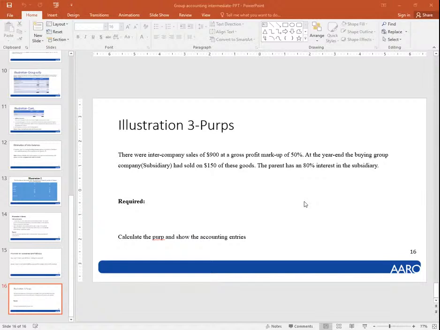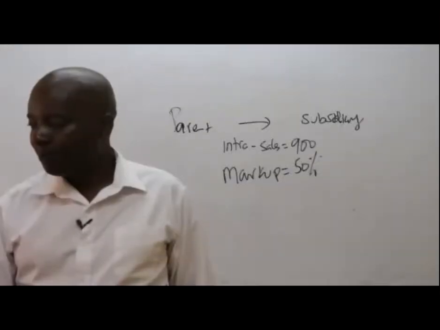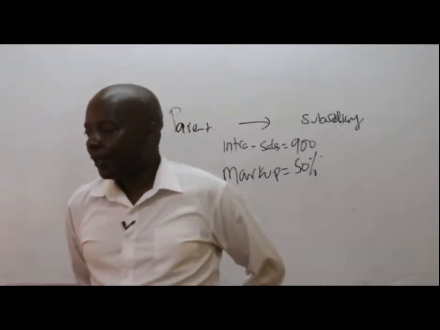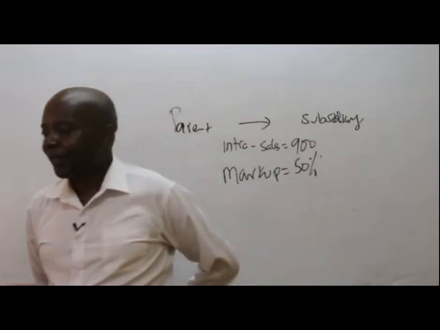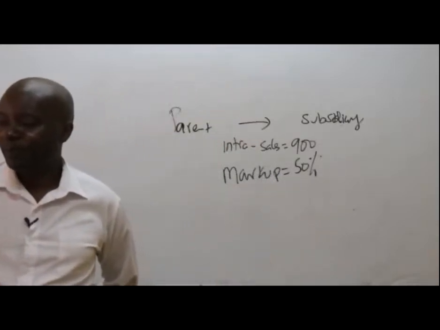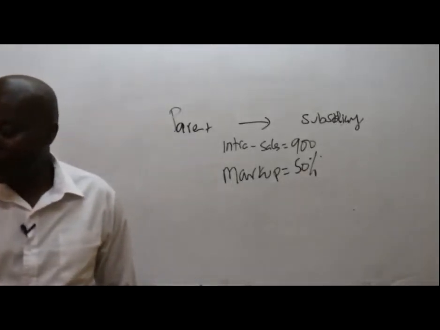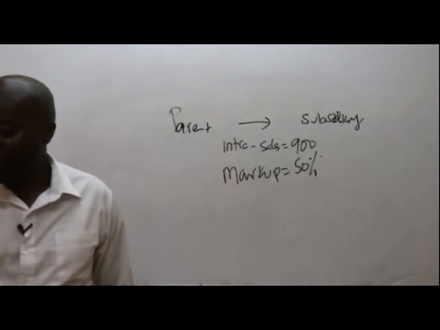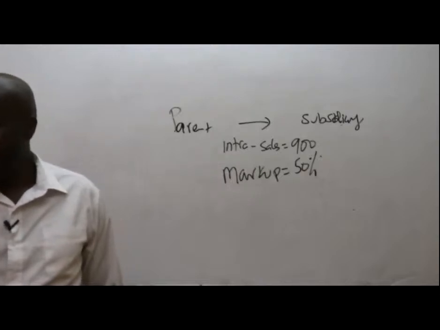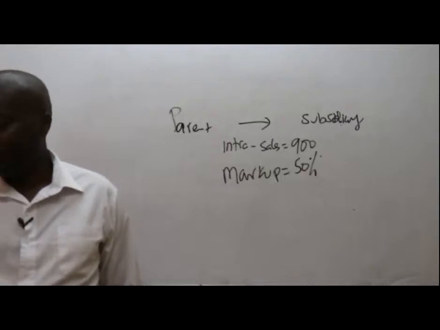So I would want you to use the information given to give us the PAPS. But remember, out of the 900 intra-sales, we had sold a few goods there. I'm waiting for an answer.